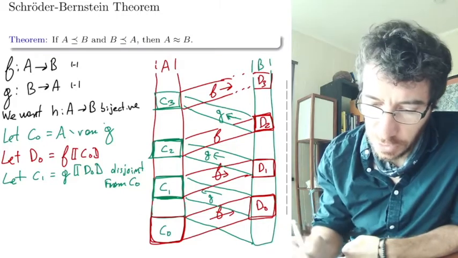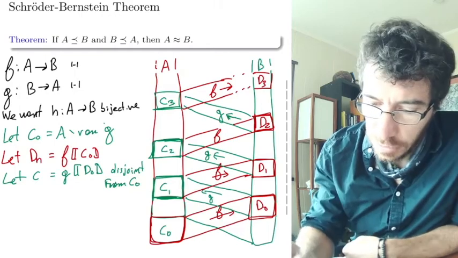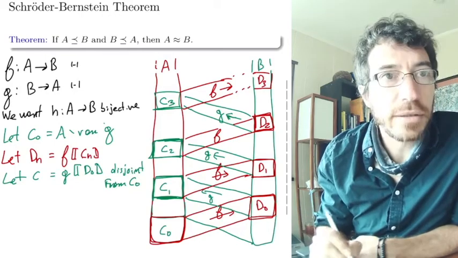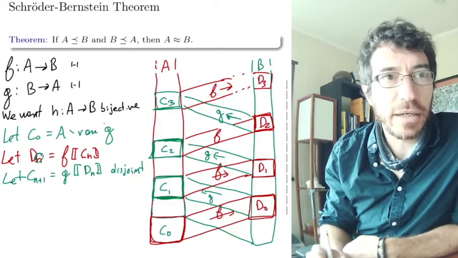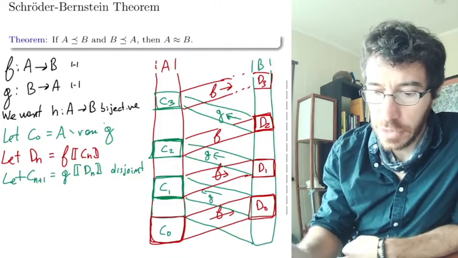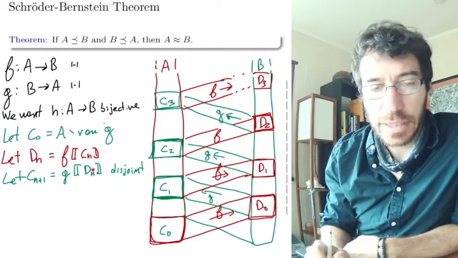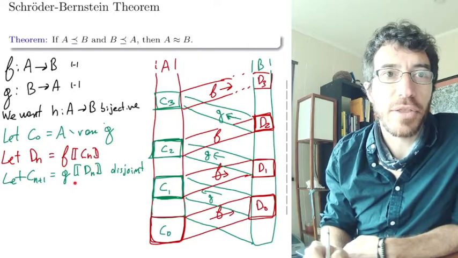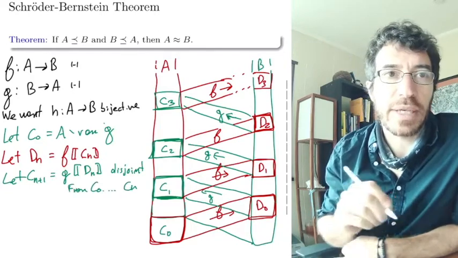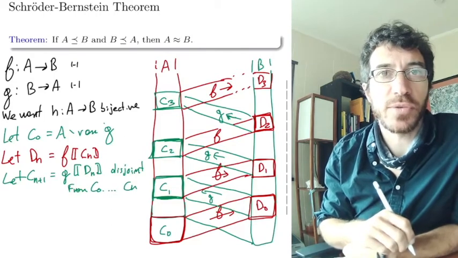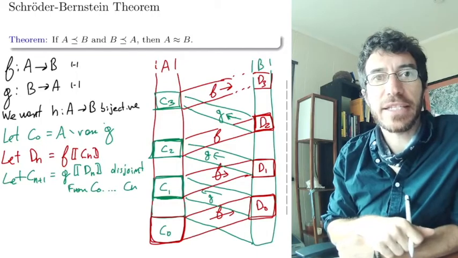So essentially we can fix this part up here and say that Dn is the image of Cn, and Cn plus 1 is the image of Dn. So essentially we have that Dn is the image of Cn through F, and Cn plus 1 is the image of Dn through G, which happens to be disjoint from all the previous ones, the same way as the Dn's are disjoint from all the previous ones.